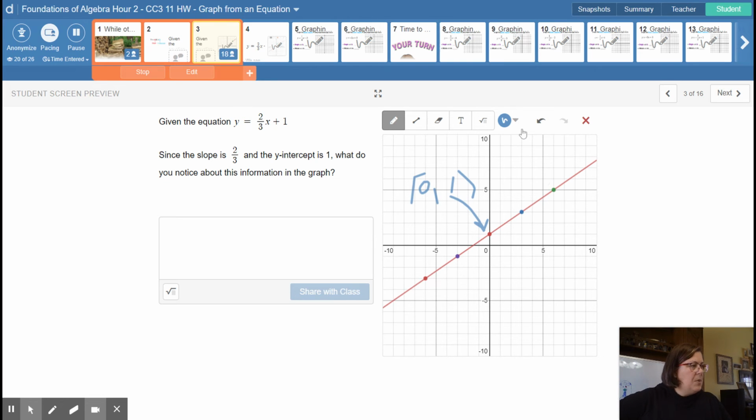And like I said, a couple of you recognized that we've got our slope of up 2. That's our rise. And our run is 1, 2, 3. That's our run, right? And that should make sense because our fraction is 2/3. Awesome. All right, let's look at slide 4.